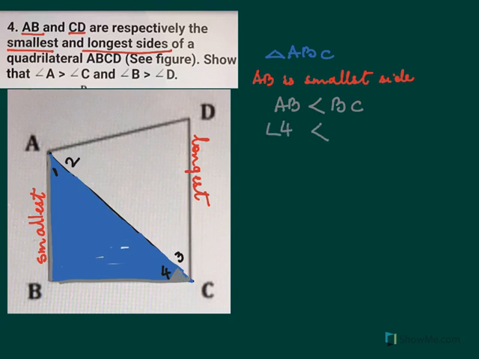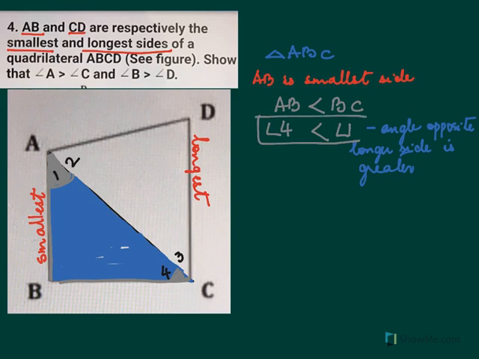So angle 4 will be less than the angle opposite BC, which is angle 1. So angle 4 is less than angle 1. And the reason will be angle opposite longer side is greater. So write this as equation 1. We go to the other triangle.